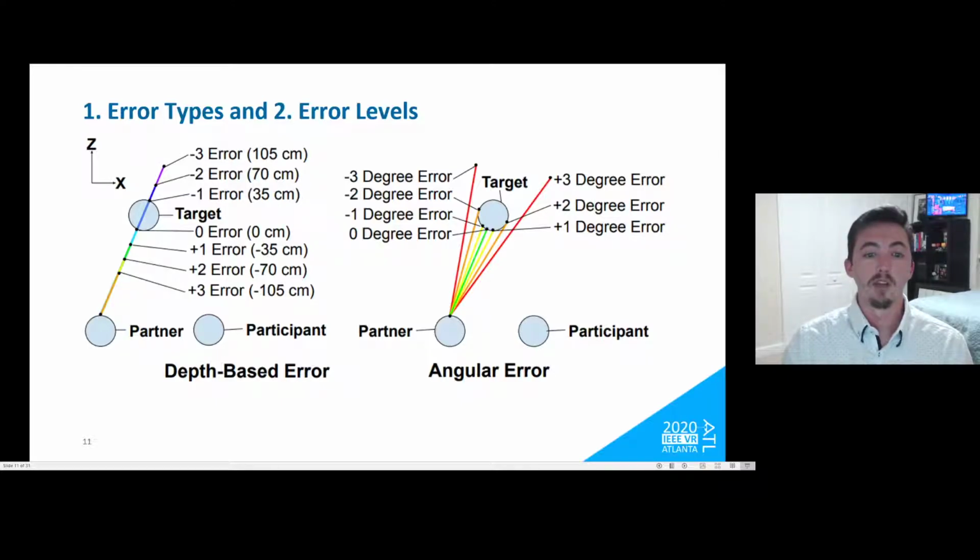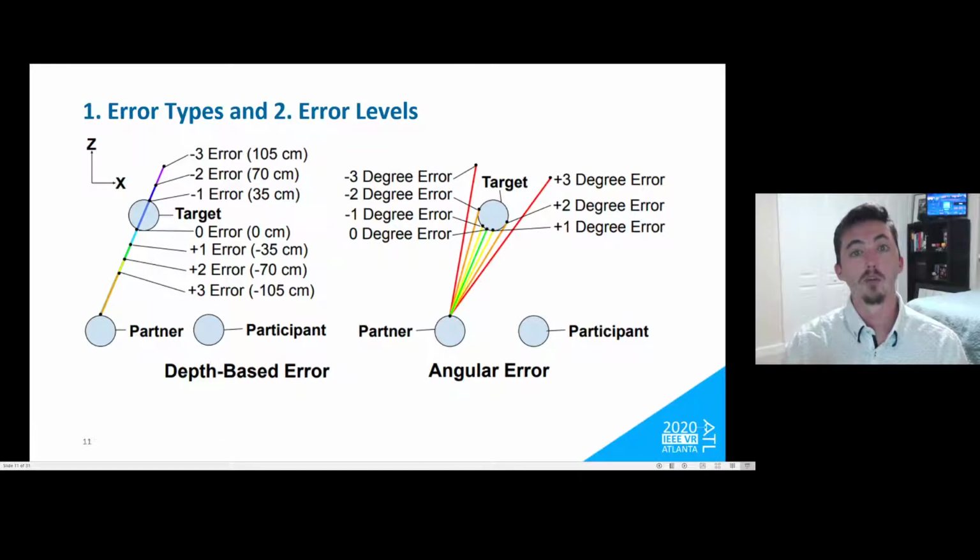Error type, if we look on the left side of our screen, could be depth-based error, which means that the termination point in the forward direction would be offset. So with zero amount of error, that termination point of the visualization stops right on target. However, if we apply a positive offset, it actually falls short of reaching the target. So it's hovering in space in between the virtual partner and the target. If we apply a negative error, it actually pushes that visualization too far behind the target, so it's way off in the back of the scene.